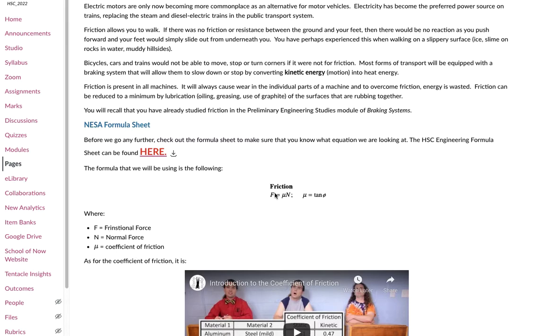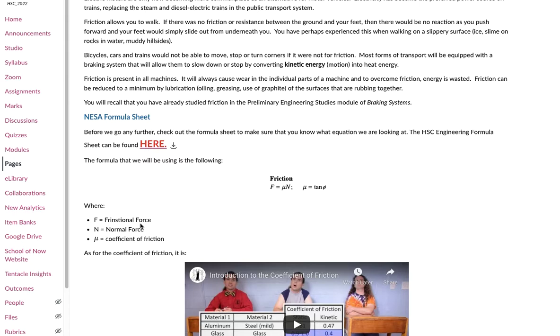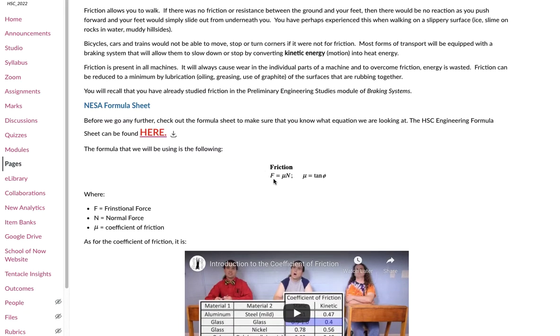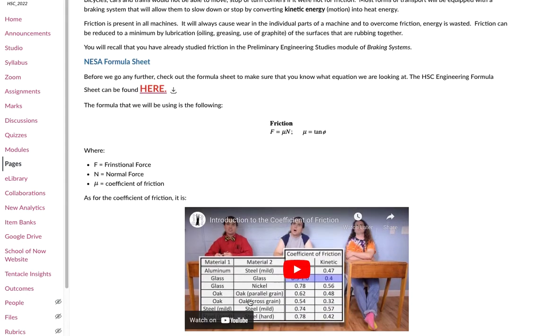So F stands for the frictional force. N is the normal force, so the weight of the object that's actually coming down. And mu, the Greek symbol mu, is for the coefficient of friction. Okay, so 2 different formulas that we work with. Frictional force equals mu multiplied by normal force, and to find out what the coefficient of friction, mu, is, it is tan of the angle.